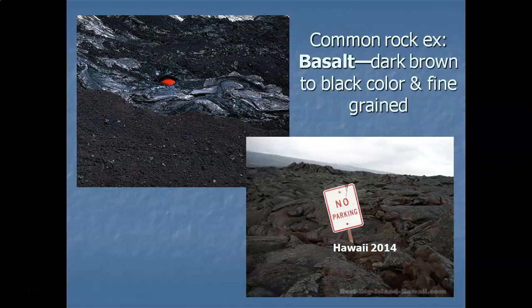Now, for each rock, I'm going to give you the most common named rock. The most common rock that forms from lava flows by far is a rock called basalt. And it's very dark in color. It's dark brown to black in color. And as I said, it's very fine grained. And here's Hawaii again. And so that lava flow eventually flowed over that parking lot and solidified into basalt.